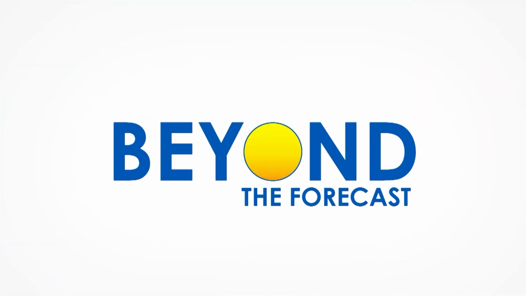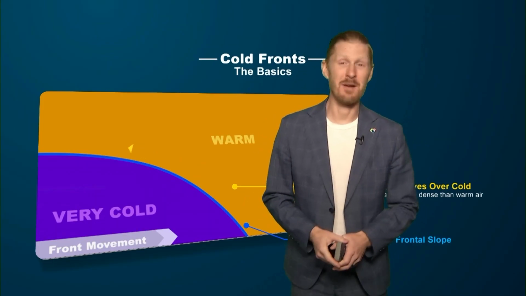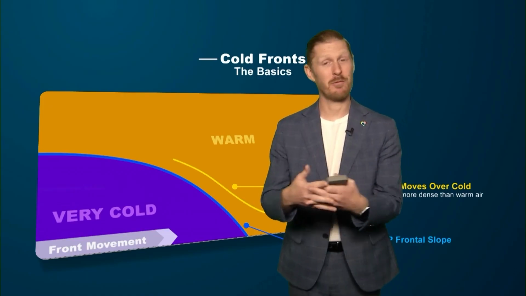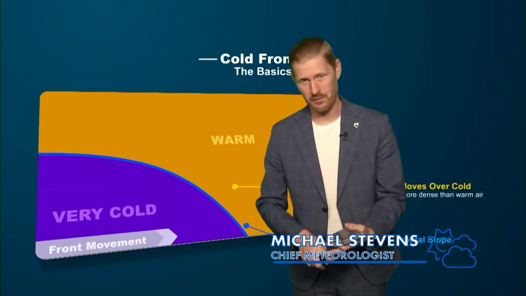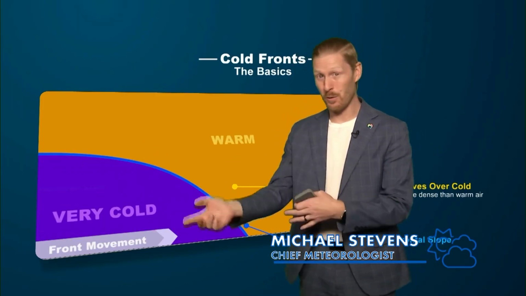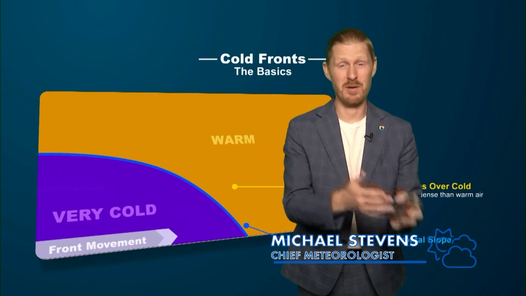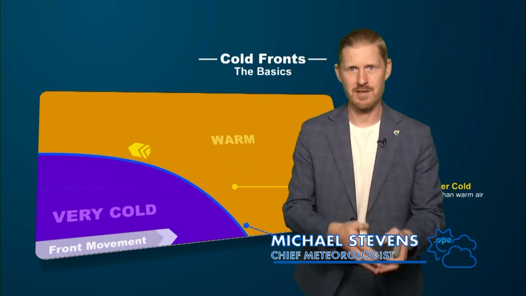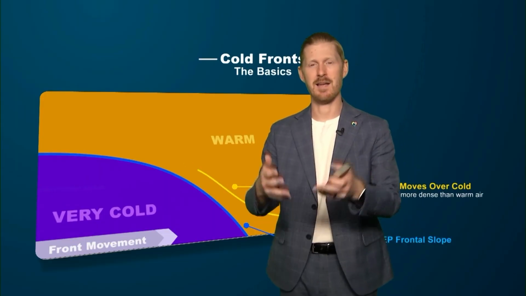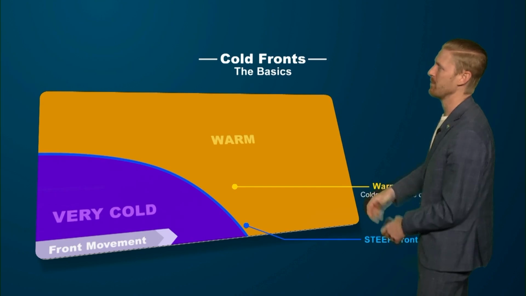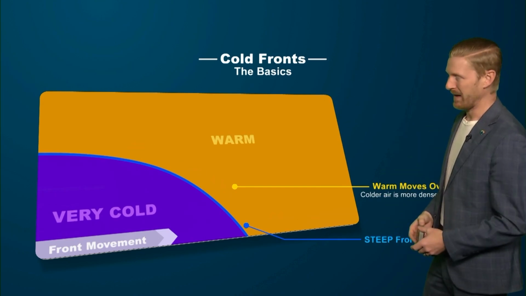And welcome back, everyone, to Beyond the Forecast. Now, today we are going to be talking to you about fronts. Cold fronts, warm fronts, occluded fronts, stationary fronts, and dry lines. Why? Well, you see them all the time on the maps, but what do they mean and how can they impact you? Let's give you the science behind all of the fronts. So first up is cold fronts. The basics of a cold front.